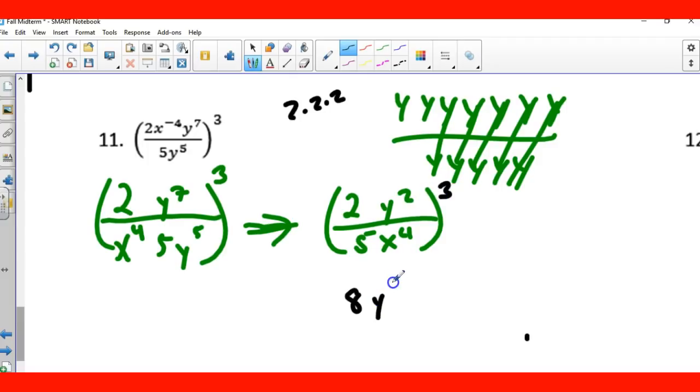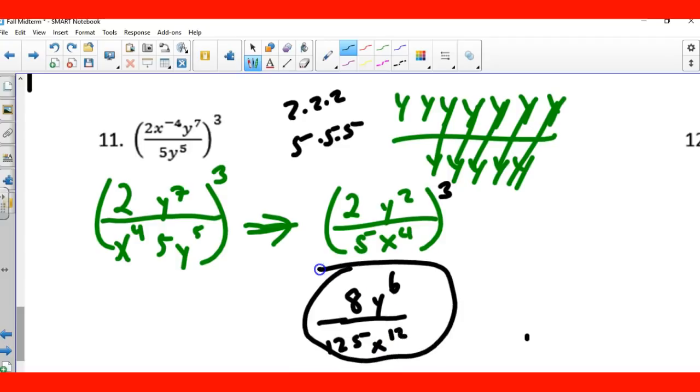So that's y to the 6, power to a power, you multiply. And right here, 5 cubed, that's 5 times 5 times 5. Well, 5 times 5 is 25, and 25 times 5 is 125. All right, and then you have x to the 4th. Well, power to a power, 4 times 3 is going to be x to the 12th. All right, so there is our final answer right here.